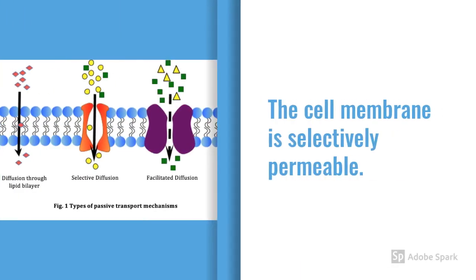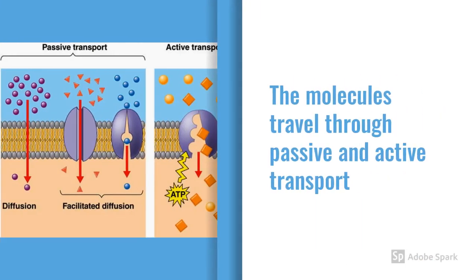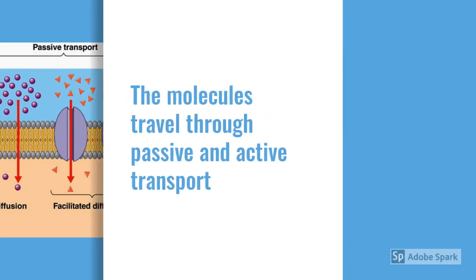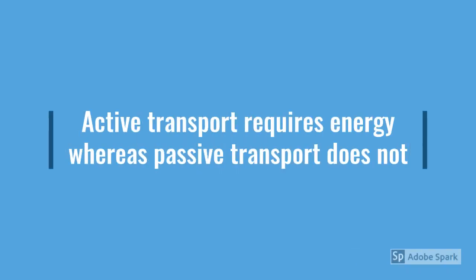The cell membrane is selectively permeable, which means that it allows some molecules through the cell but prevents others. The molecules travel through active and passive transport. So what are active and passive transport? Active transport requires energy, whereas passive transport does not.